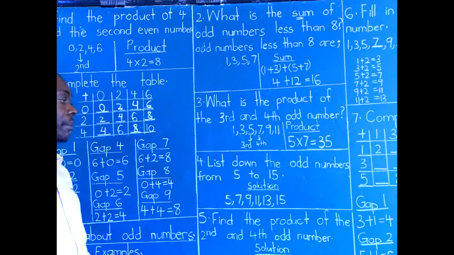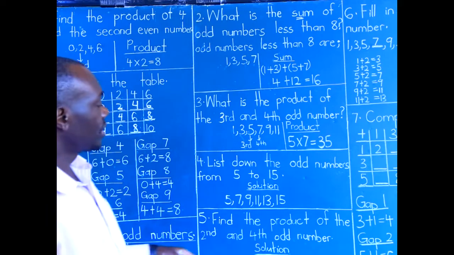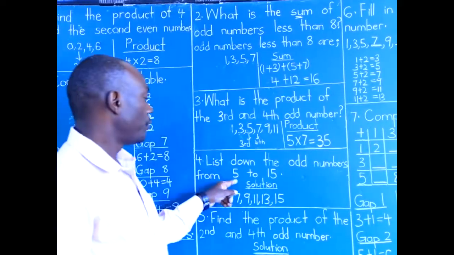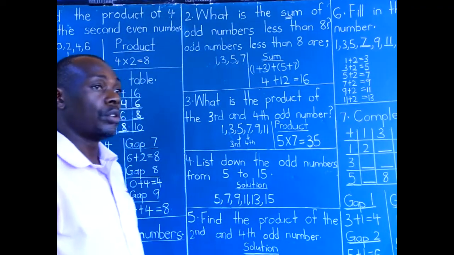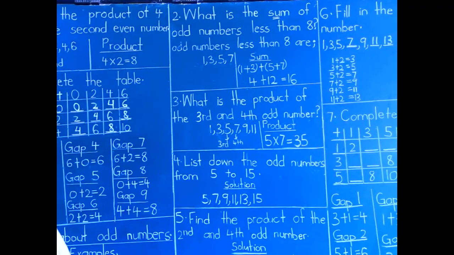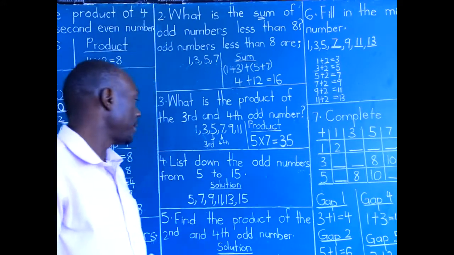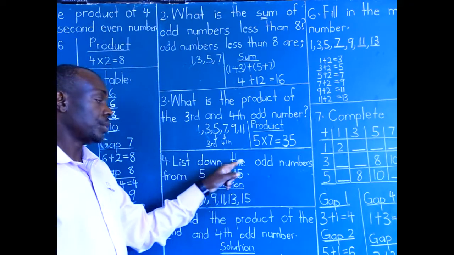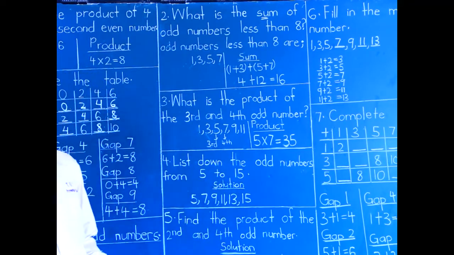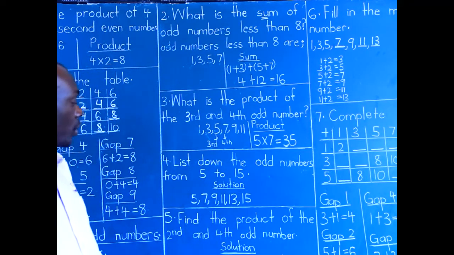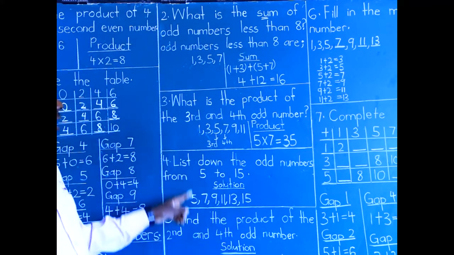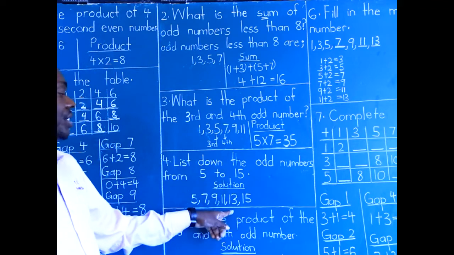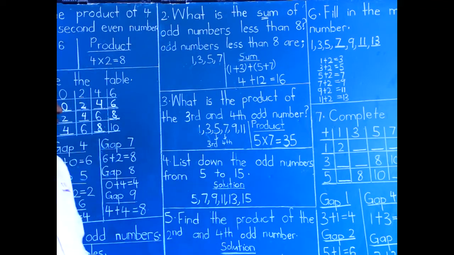Then go to example number 4 that reads, list down the odd numbers from 5 to 15. Always care about the instructions. List down the odd numbers from, remember, from 5 to 15. When you hear the word from, it means you start with that very one. So they are 5, 7, 9, 11, 13, 15.